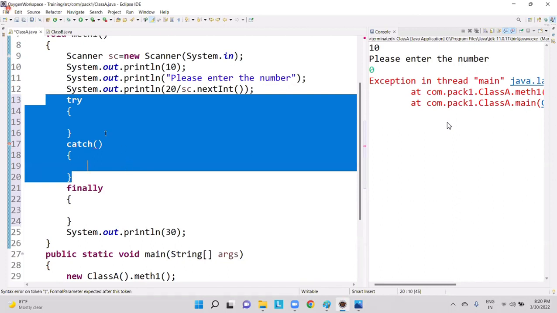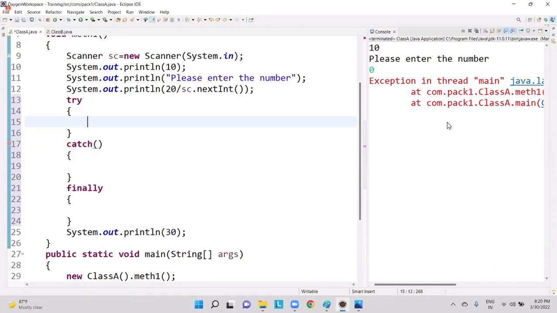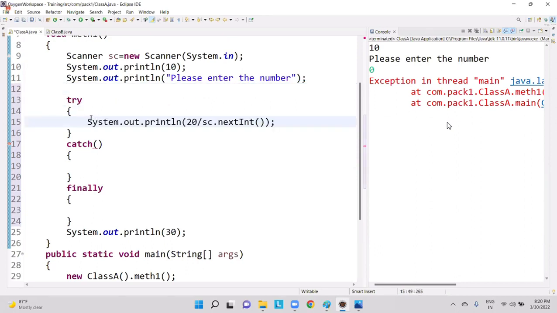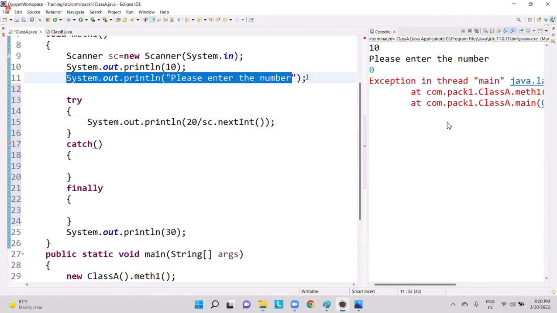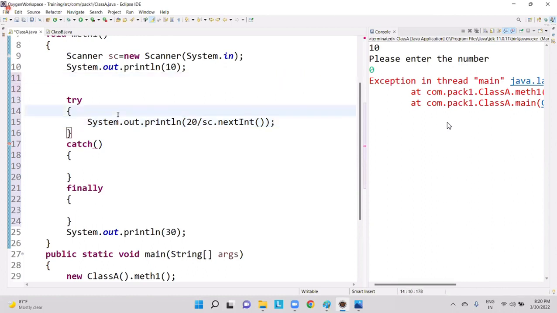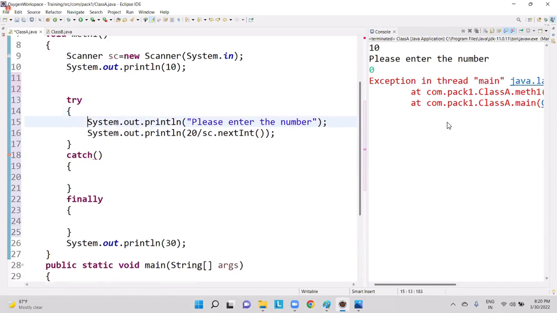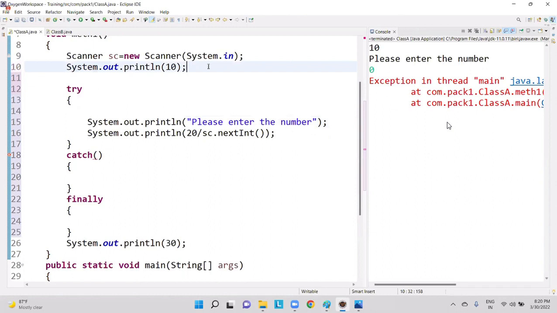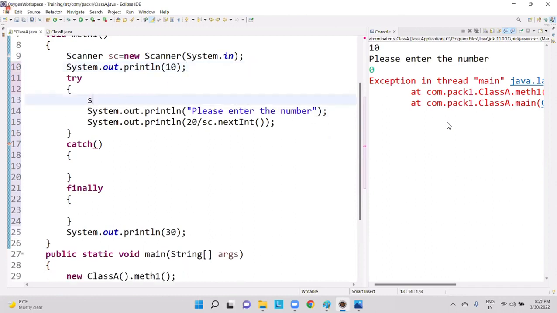Now, inside the try block, which code do I need to write, guys? Inside the try block, I need to write the suspicious code. Okay, like this. Let me just write this statement also here. And I just want to write one more line inside the try block, that is System.out.println, "try block executed."